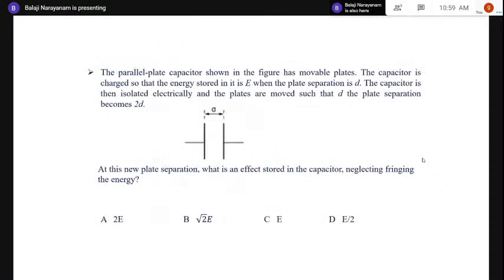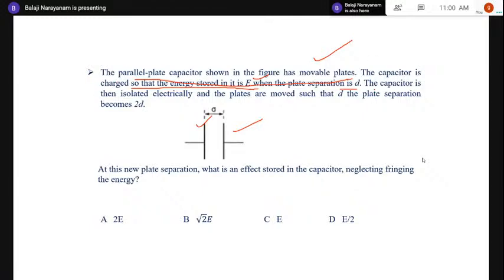Now the most important concept again, capacitance based. The parallel plate capacitor shown in the figure has movable plates. So these plates are movable, that is what is given. The capacitor is charged so that the energy stored in it is E when the plate separation is D.